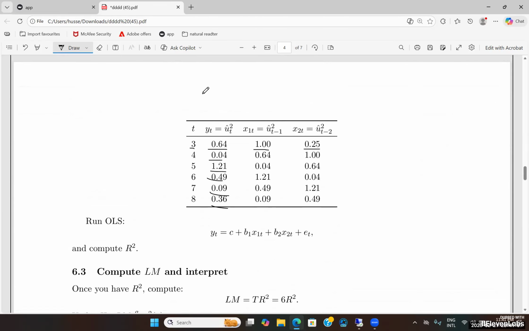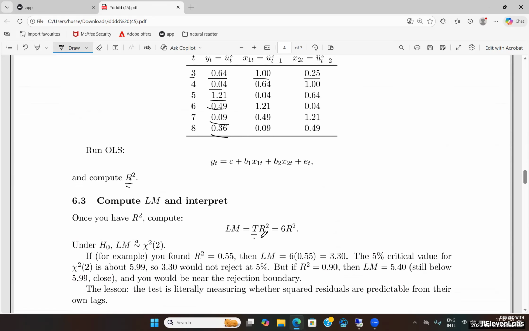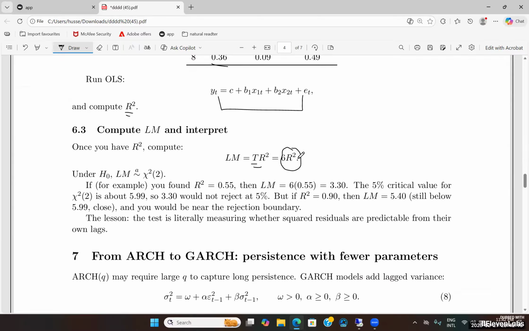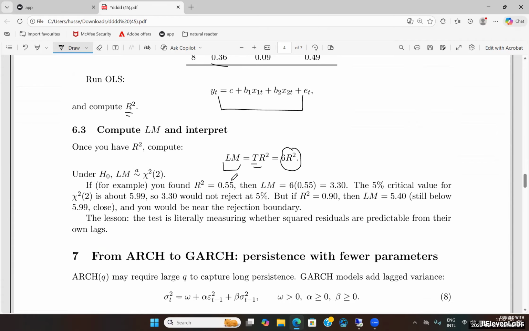So, to put it simply, we're working with our dependent variable y and our independent variables x1 and x2. We then perform a straightforward regression using these. After running the regression, we determine the R-squared value. Following that, we take this R-squared value and multiply it by T. For this particular scenario, we use 6 observations in our regression, which gives us T equal to 6. If we take the value of 6 and multiply it by the R-squared value that we obtain, this calculation will provide us with the LM statistic.